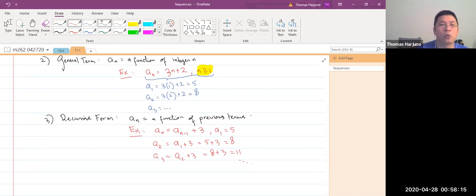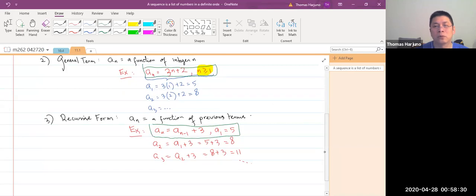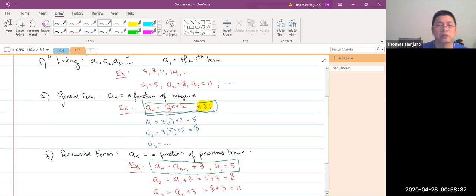So what we mean by recursive form is this one here. That's the recursive form. This is the general term. And this is just the listing, where we write the sequence explicitly.